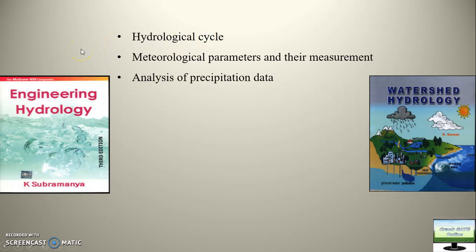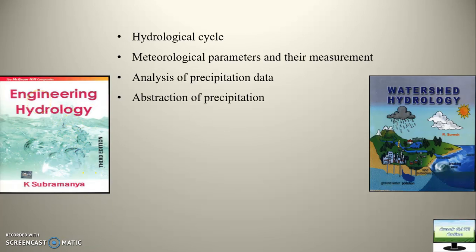Then analysis of precipitation data. In the first or second chapter itself in the Subramaniam book, you will get how to analyze this data. What is the double mass curve? How can you get the missing data? If you have 5 rain gauge stations and suddenly one got stuck or is not giving readings, then how can you get the reading of that defunct rain gauge using the data of other rain gauges?